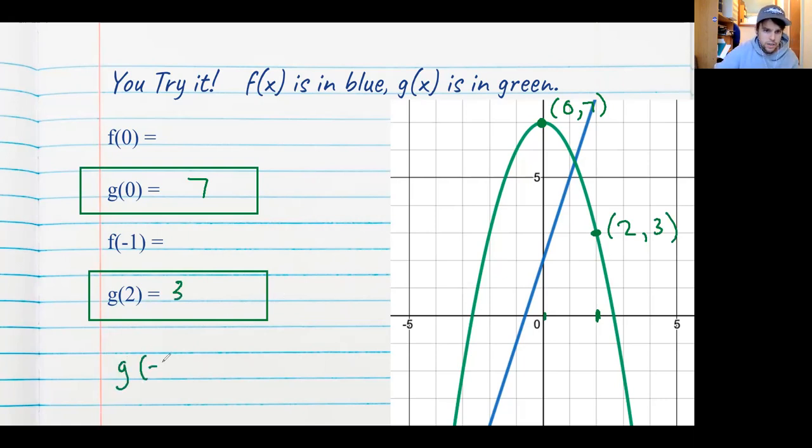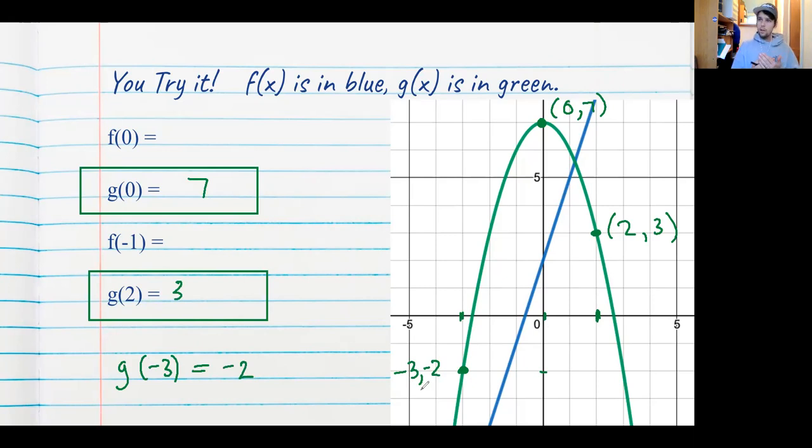Let's do G of negative 3. Okay, so the input is negative 3. So we're going to go 1, 2, 3 to the left to get to negative 3. And then we have to go down, down. Right here is a point that has a coordinate of negative 3. It's (-3, -2). So our output is negative 2.